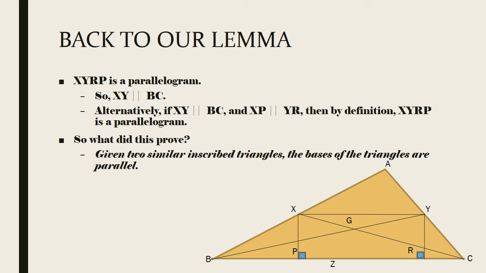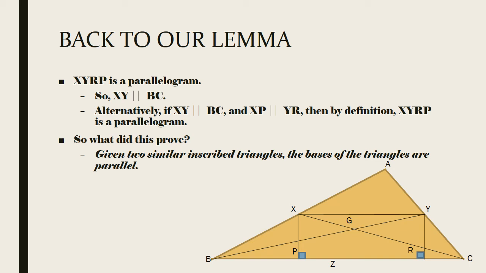William again, back with the lemma. So we've just shown that the quadrilateral XYRP is a parallelogram. So that means that XY is parallel to BC, which is what we were trying to prove with this lemma. Not necessarily this entire presentation, but it's an important point.